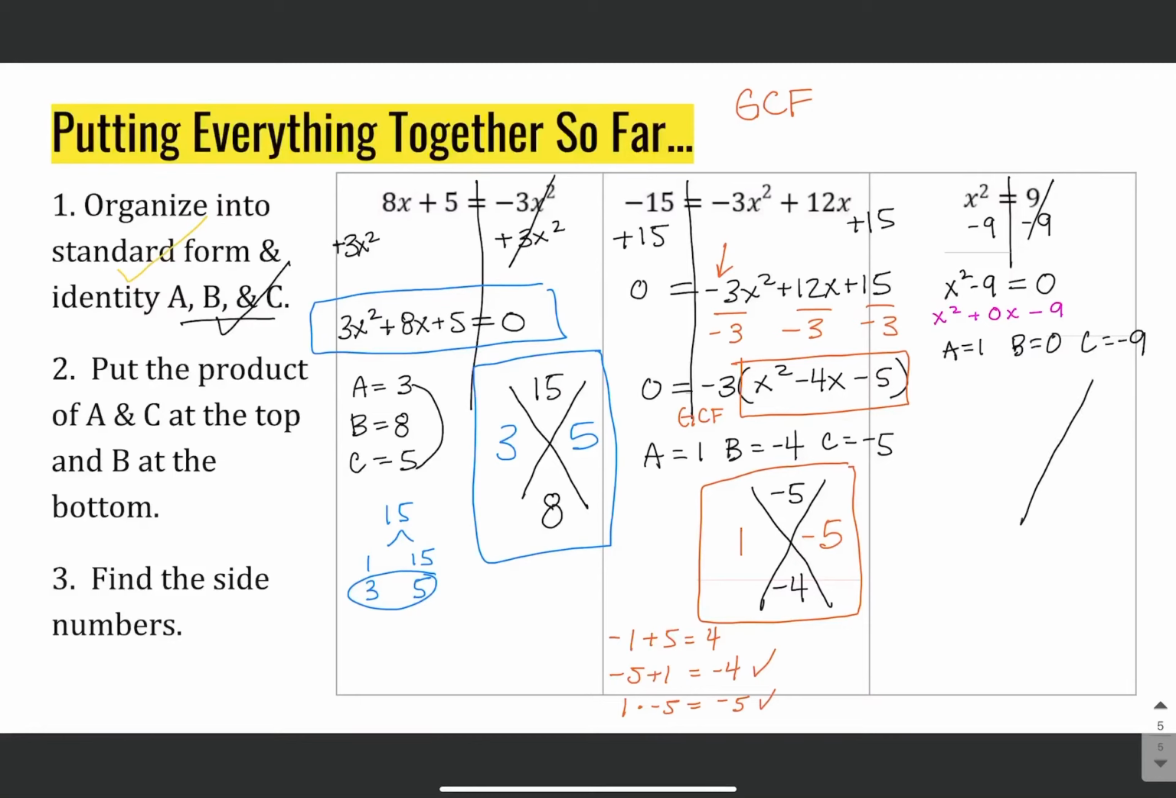Let's set up this x method. a times c, 1 times negative 9, is negative 9. And then b, with a 0 at the bottom. Oh, we saw a couple problems like this earlier. All right, so I need the factors of 9. So that can be 1 and 9, 3 and 3. I'm going to need to use the 3 and the 3. And then I need to make one of these a negative. That way, negative 3 plus 3 is 0, and negative 3 times positive 3 is negative 9. So again, multiply to the top and combine to the bottom.